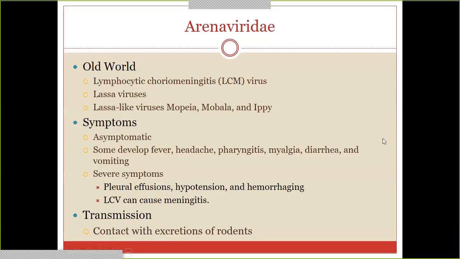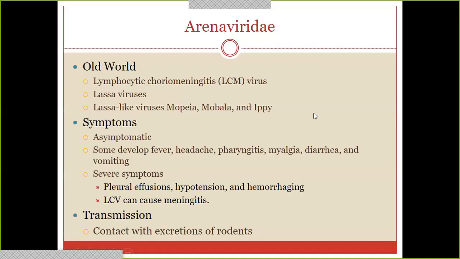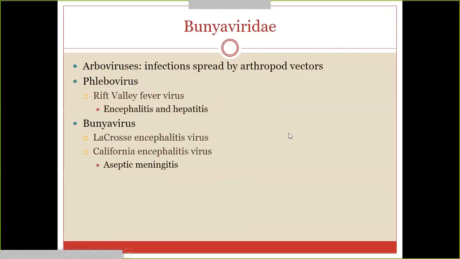We have Arenaviridae, which is going to consist of the Lassa virus. That's the only one here I care about. I don't care about the other ones that are listed. Bunyaviridae houses the arboviruses, the phlebovirus, which also causes Rift Valley fever, and the bunyavirus. I don't get too worried about these ones. This category I don't care that much about, to be honest.